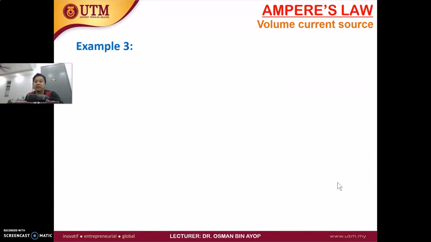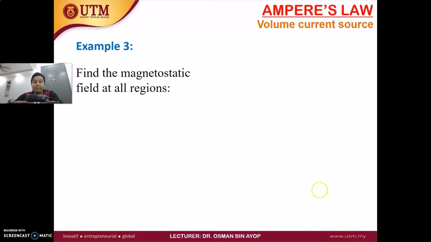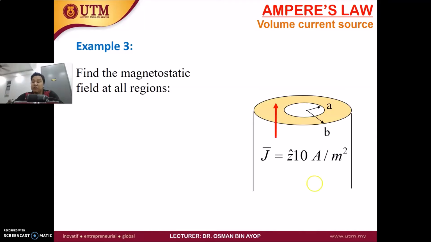Let's see example 3. Example 3 is basically the case for a volume current source. The question is: find the magnetostatic field at all regions. You are given a coaxial cable with radii A and B. Our current is flowing between A and B, and the volume current density is given by J equal to 10 in the direction of z, ampere per meter square. So the current is flowing in this region.